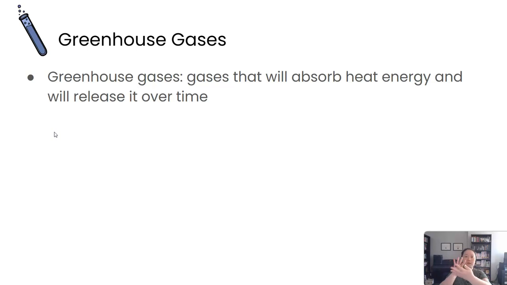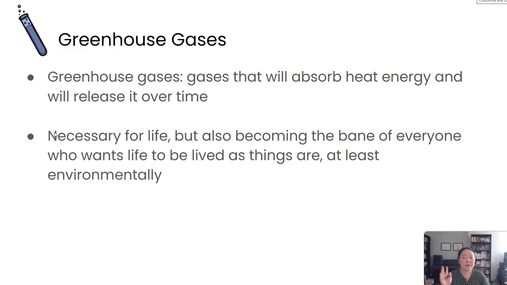So when the planet is turned away from the sun, there's no way for there to be any heat gain. Greenhouse gases help with that because whatever heat was absorbed by these gases during the day is released overnight. And so that's why the temperature is a lot more moderate than you would see on, again, places like Mercury. Now, it is necessary for life, but things are getting a little bit problematic with these greenhouse gases.